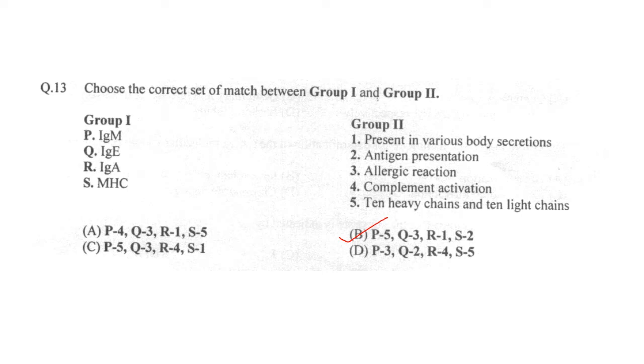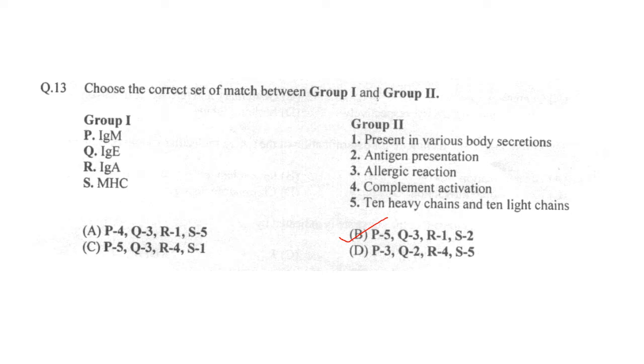Then coming to the next one, IgE. IgE is present in various body secretion, antigen presentation, allergic reaction, complement activation. So IgE will be allergic reaction, so Q3. In C and B option it is Q3.